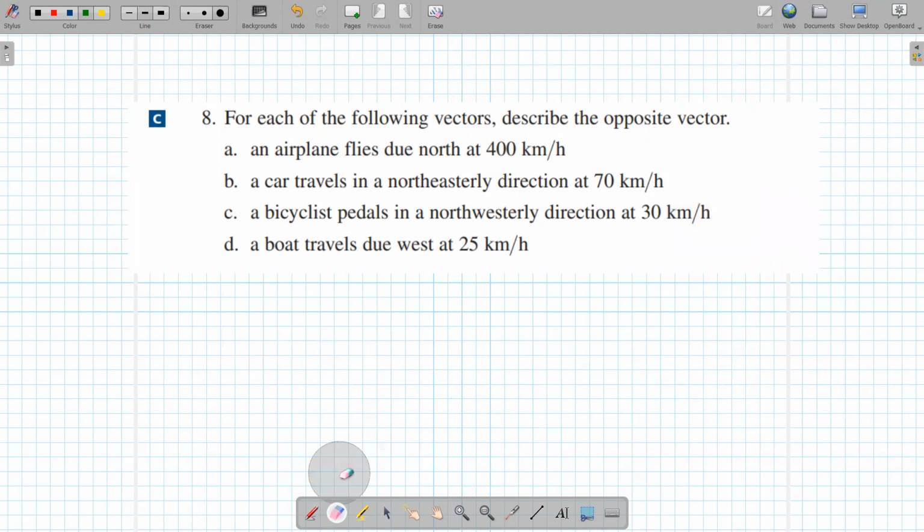What about C? What's the opposite of this? Southeast. Yeah, exactly. D is going west, the opposite vector must be going east, right?